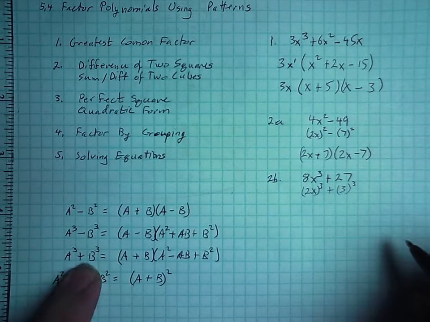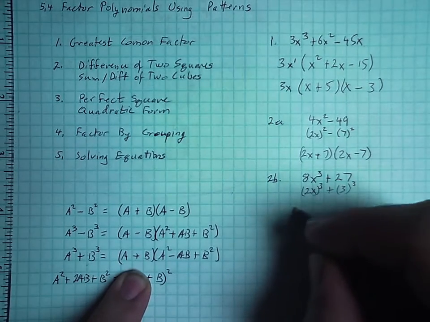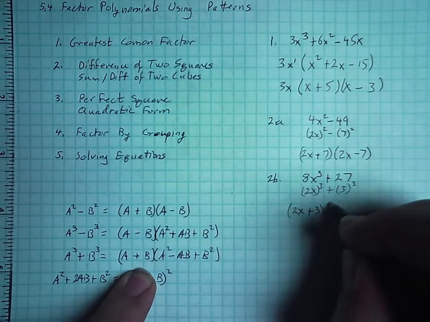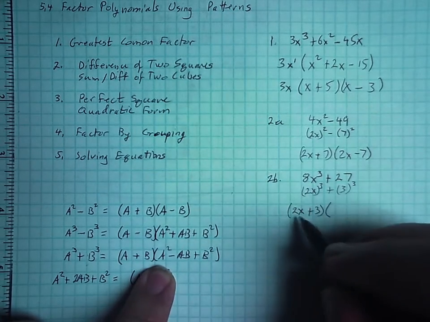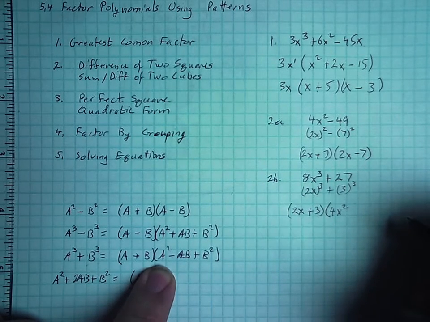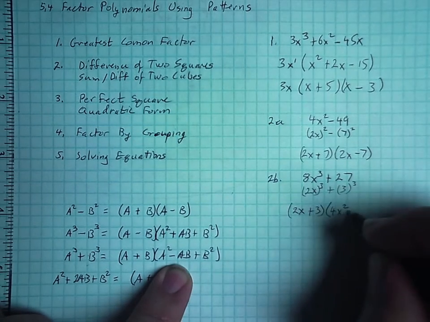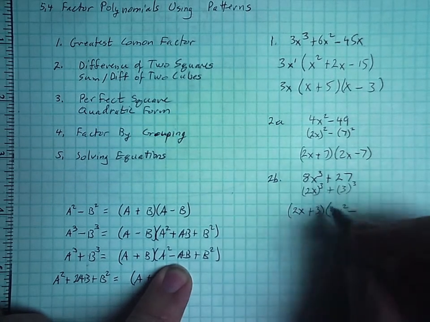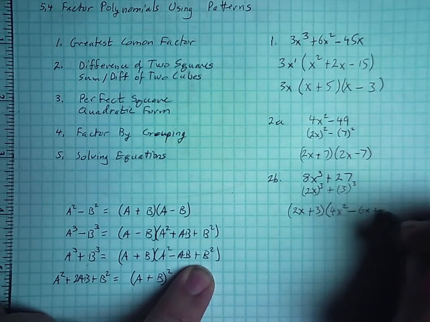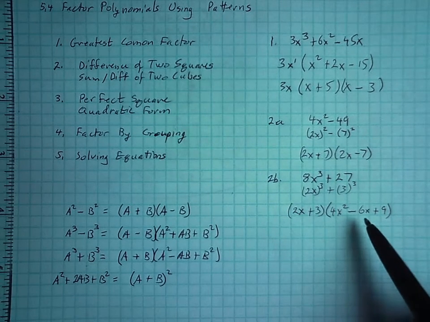We started with plus, so I need a plus b. And I just said a was 2x, so start there, plus b. b is 3. And then in the next one I need a squared, so 2x all squared is 4 times x squared. And then minus a times b, which is 2x times 3, which is 6x. And then b squared would be 9. And there it is. This trinomial, you will not be able to factor.